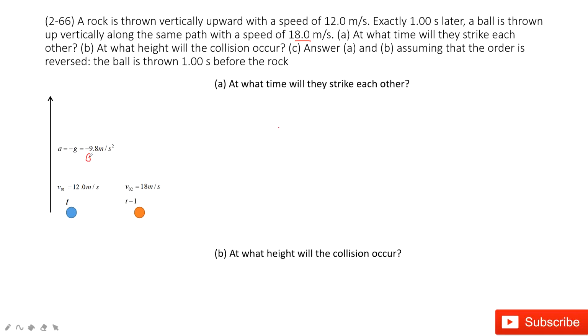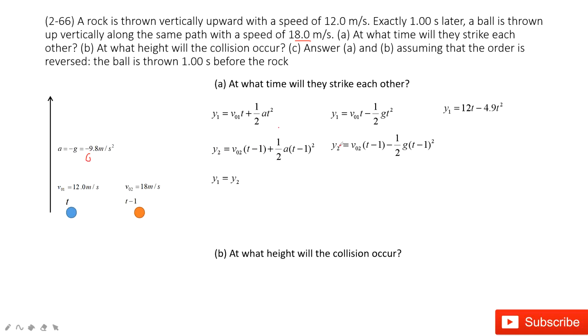This one asks at what height the collision occurs. The collision occurs when the displacement is the same for y1 and y2. Do you agree? They meet at the same height. So we write the displacement equation for object 1 and for object 2. Their acceleration is negative g, and y1 equals y2. Then we input numbers: y1 is 12t minus 4.9t squared, and y2 is this one, and y1 equals y2. We solve this equation to find t, and we find t is 1.45 seconds.